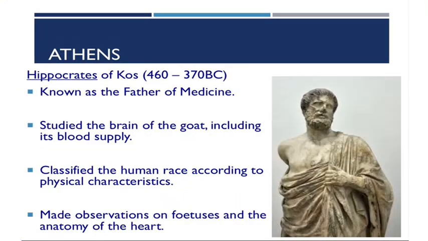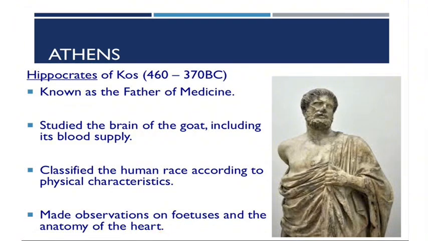Now, still in Athens, Greece, we look at another man that most of us are familiar with, Hippocrates, also known as the father of medicine. What he did was he studied the brain of a goat, including its blood supply, and he was also the first to classify the human race according to physical characteristics.